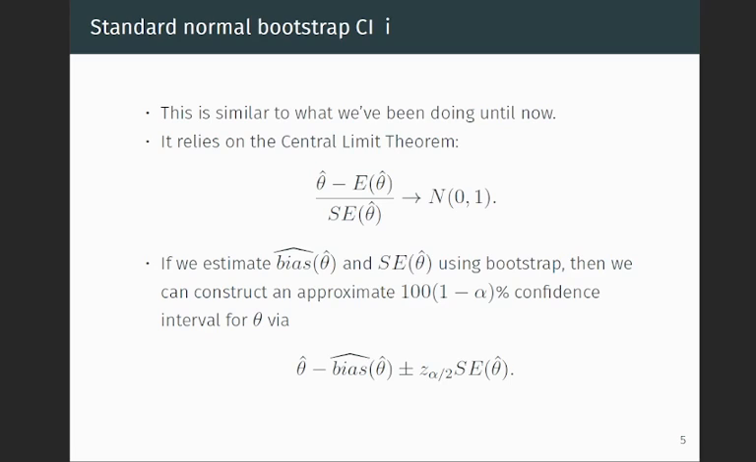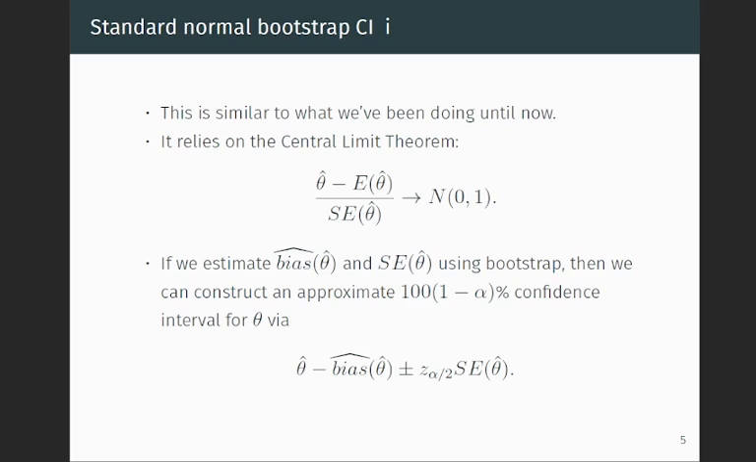As I said, this is similar to what we've been doing so far. It relies, of course, on the central limit theorem, which is a theorem about the sample mean, or something that looks like a sample mean. So there's definitely an assumption here you need to keep in mind. But essentially what it means is that theta hat minus its expected value over its standard error will converge to a standard normal as the sample size goes to infinity. So if we estimate the bias and the standard error using Bootstrap, then we can construct an approximate confidence interval for theta using the formula here.